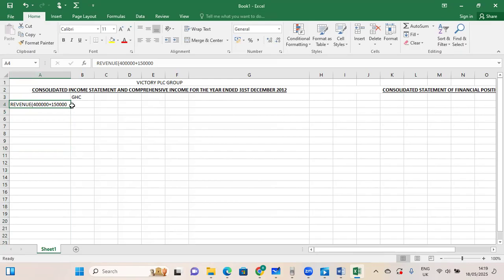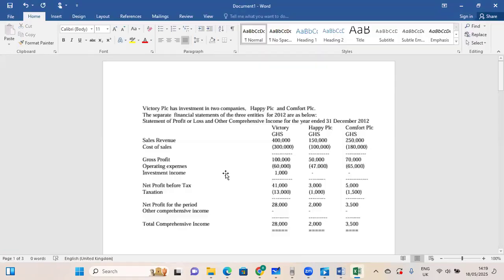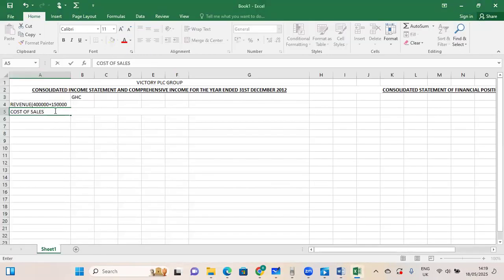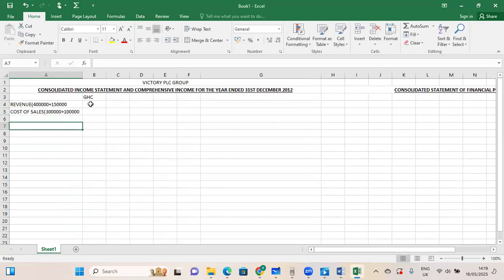So you can leave it this way and then come to cost of sales, which is 300,000 and 100,000. So into brackets, 300 plus 100. Then you leave it like that, you don't close the brackets, right? So this is how it goes and it goes. You can just start by doing this.